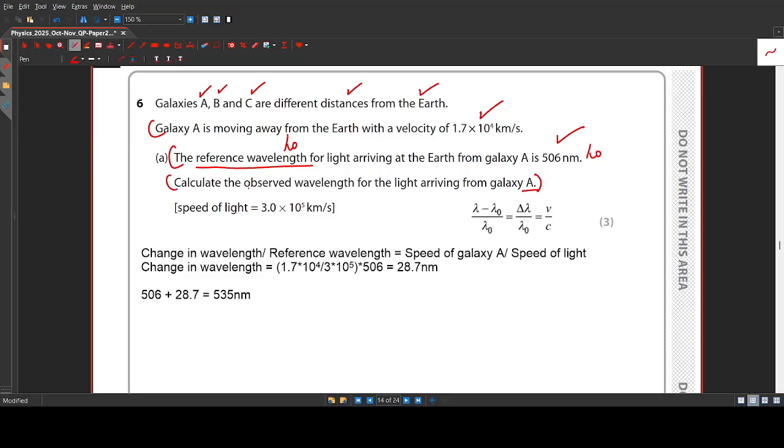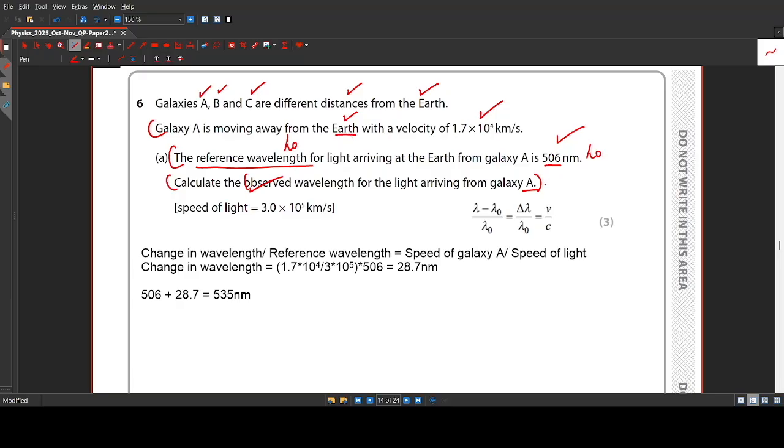So we will have to calculate the observed wavelength. Obviously, the observed wavelength is going to be longer than 506 nanometers because the galaxy is moving away from the Earth. So we will calculate the change in wavelength at first, and then add that value to 506 nanometers in order to obtain the observed wavelength. Since the galaxy is moving away from Earth, due to the Doppler effect the wavelength of the light arriving at the Earth would be greater than the reference wavelength, which is 506 nanometers.